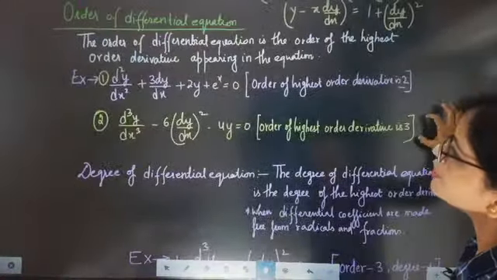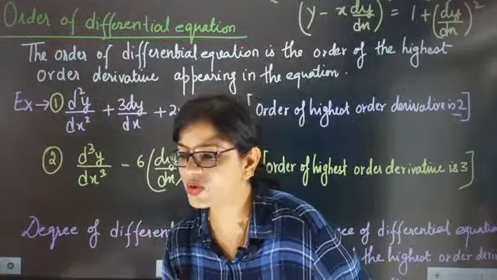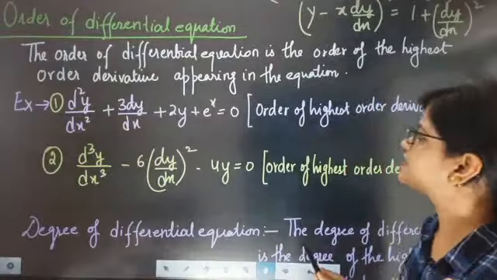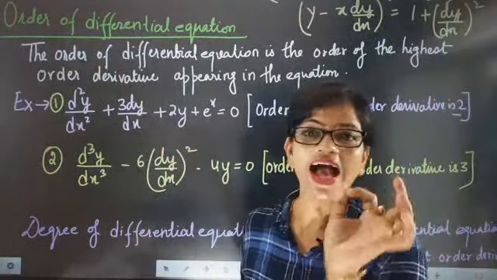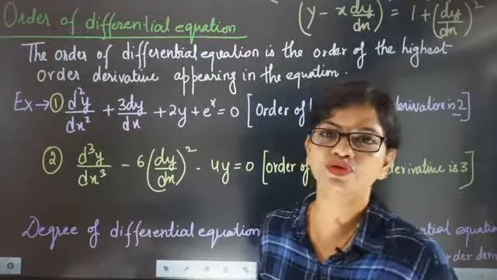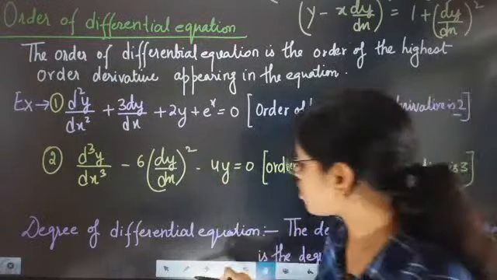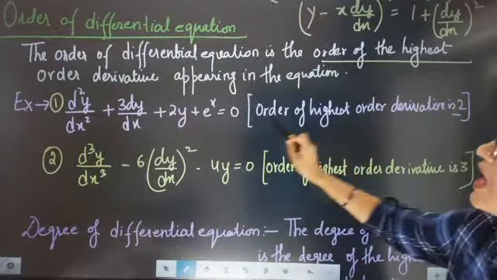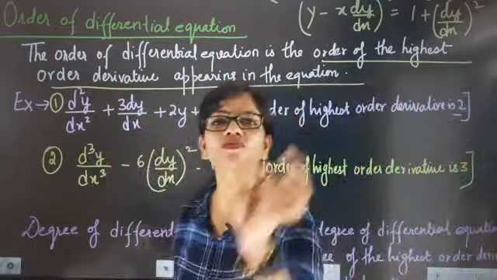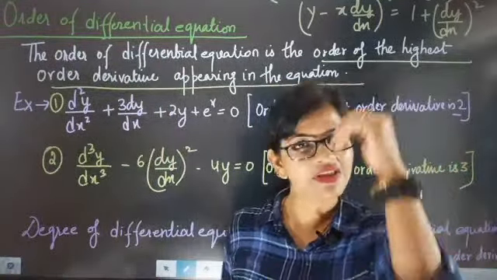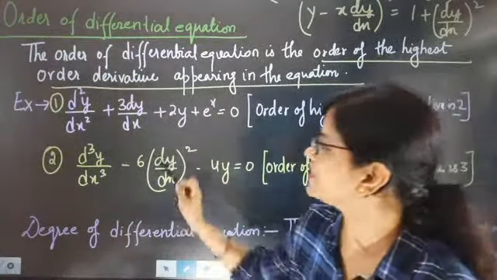So what does the order of a differential equation mean? Now, to find the order of a differential equation, you purely have to check the order of the highest order derivative. So that means the order of a differential equation is the order of the highest order derivative appearing in the equation. The definition is like this, but we are not going to go towards that. We are simply going to check a very important point.